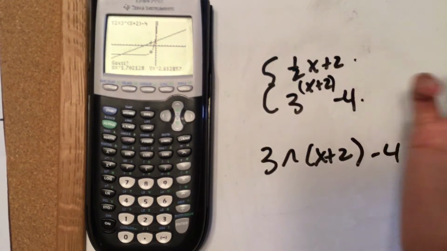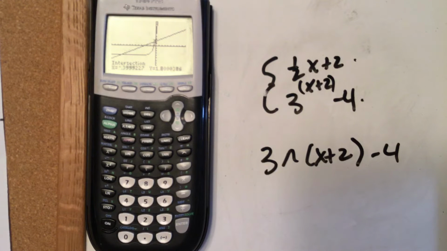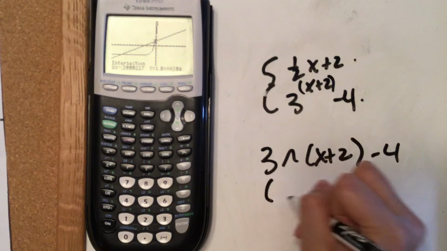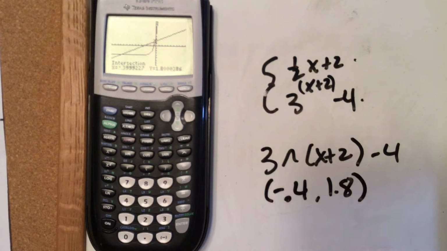So I just hit enter, and then it asks us to guess, which we don't care about guessing, so I'm going to hit enter. And then it gives us that intersection. So if we round, we're going to do -0.4, 1.8. Okay. So that gives me my point of intersection.